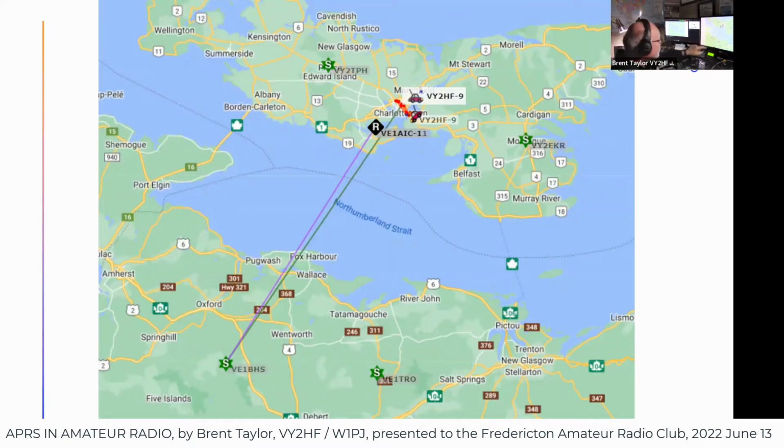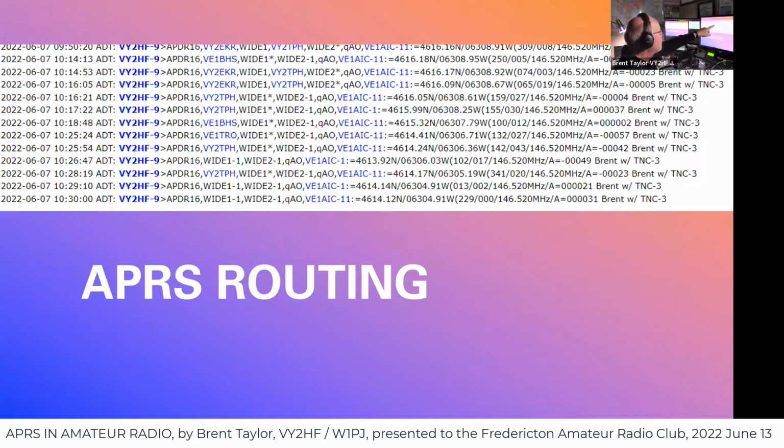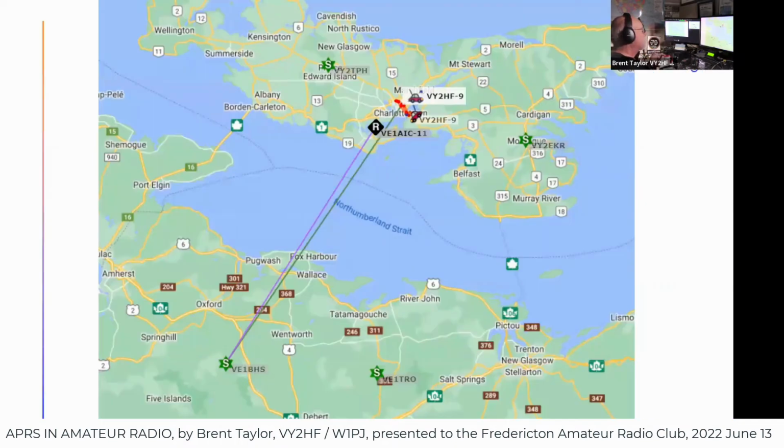one hop, because when VE1BHS took the packet, notice that it said, if you're able to follow along here, WIDE1*, then it said WIDE2-1. So WIDE1* means it retransmitted the packet, and it's telling the next station along the line to not retransmit it again. In this case, it ended up with Ron, VE1AIC-11, and his machine automatically I-gated it to the internet and then did not rebroadcast it. So that's where the wide addressing comes from, WIDE1-1, WIDE2-1. And I know more about that now than I ever knew up until about a week ago.